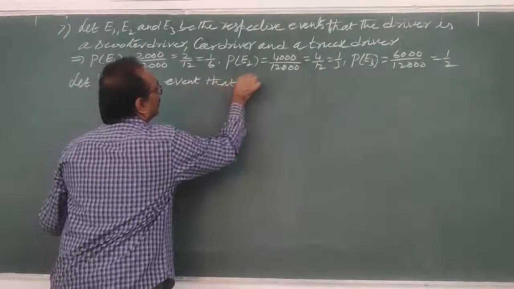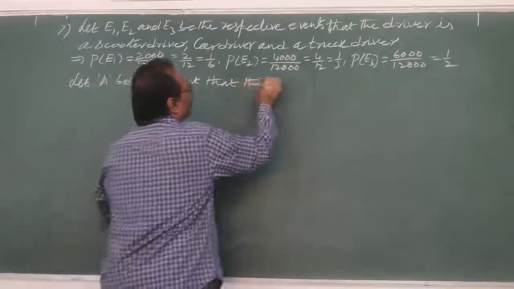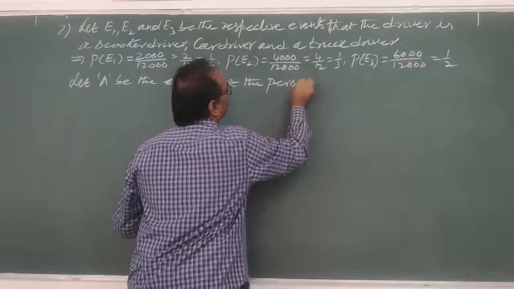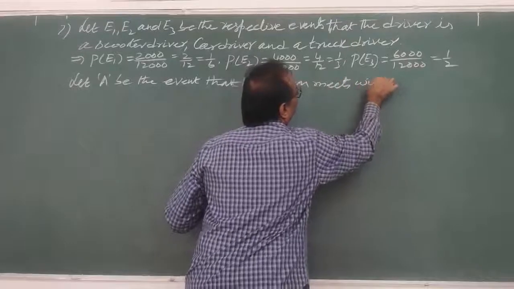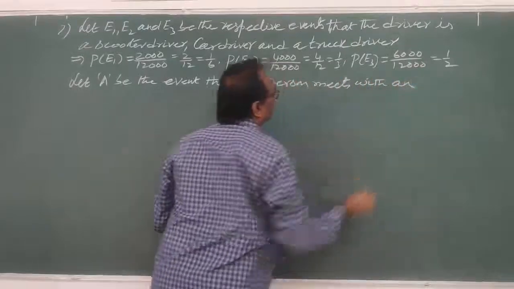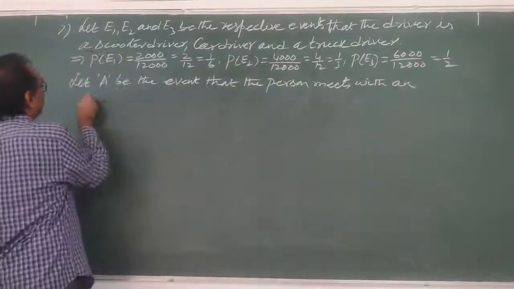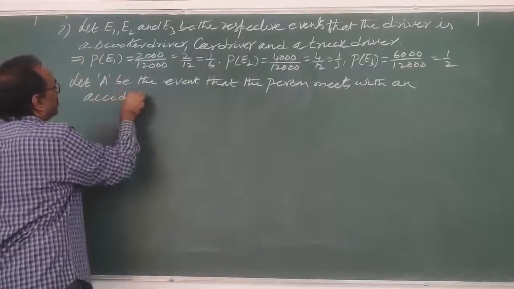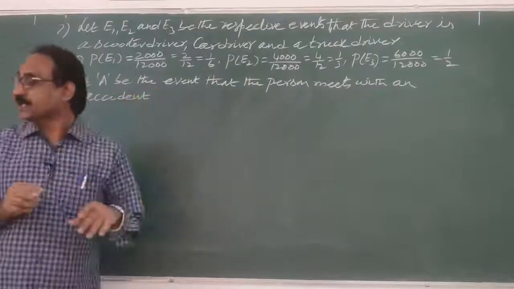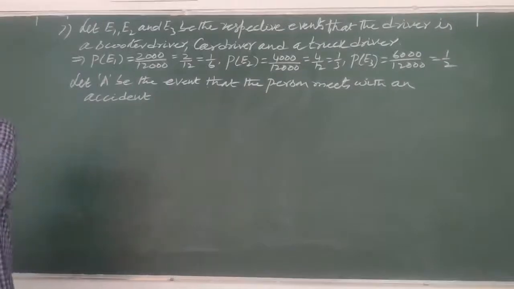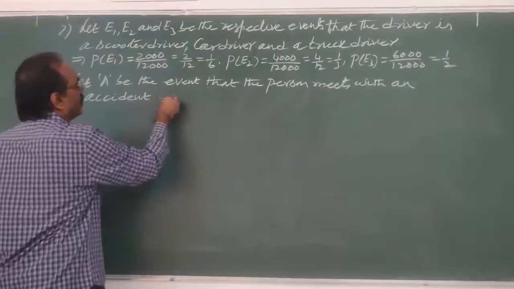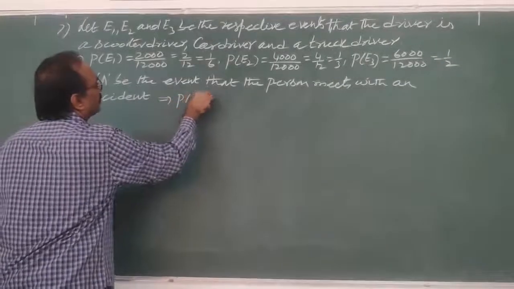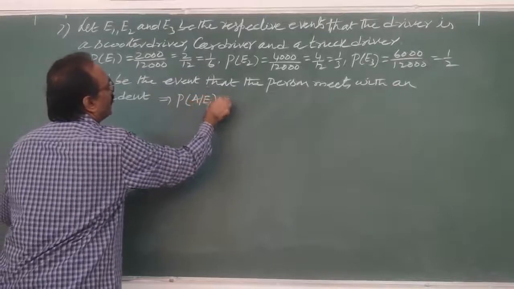That the person meets with an accident. That's all. That is the person. So now you have to tell me. That is A. This implies P of A given E1 means the person who met with an accident must be a scooter driver.